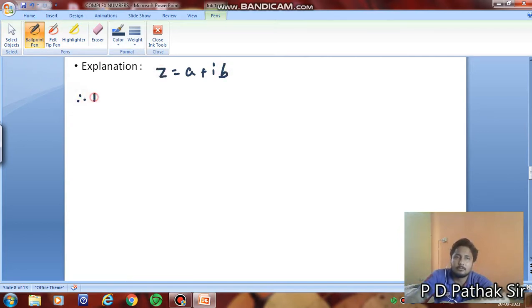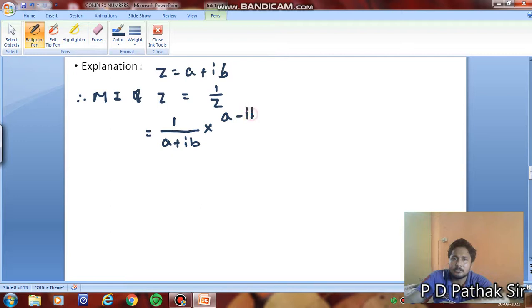Therefore, the multiplicative inverse of z is equal to 1 upon z. What is the meaning of 1 upon z? It means 1 upon a plus iota b. Like with irrational numbers, we don't put iota in the denominator, so we have to remove it. To remove this, multiply by the conjugate of this, or replace i by minus i. So you will get a minus iota b upon a minus iota b.